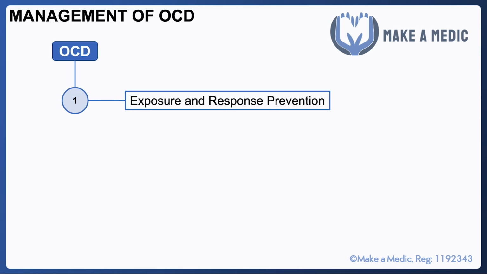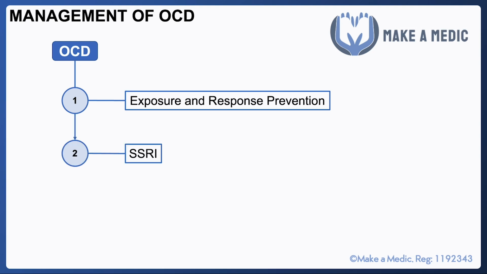The first line in the management of OCD is exposure and response prevention. That's based on the theory that after being held in an anxious state for a sufficient amount of time, the anxiety kind of loses its power over you. What it involves is essentially subjecting a person to their obsessions and preventing them from carrying out their compulsions. It is done in a supervised way, and it's done to desensitize the patient essentially and make them realize that they can allow the anxiety to build up and then eventually it will subside by itself.